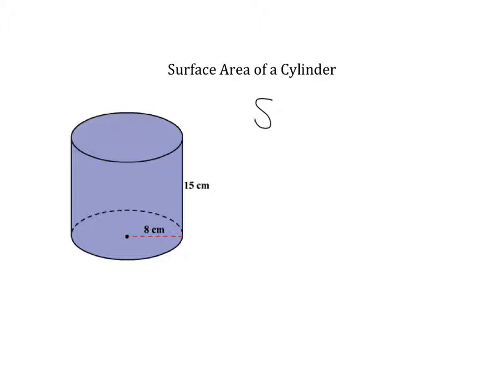S, or surface area, equals 2 pi r h plus 2 pi r squared. Alright, so I'm just going to substitute in the information I need, and if you look, the variables that we need are the radius and the height. 2 is just a number, and pi is just a number. We can't substitute anything in for that except 3.14, but we're just going to leave it in terms of pi.